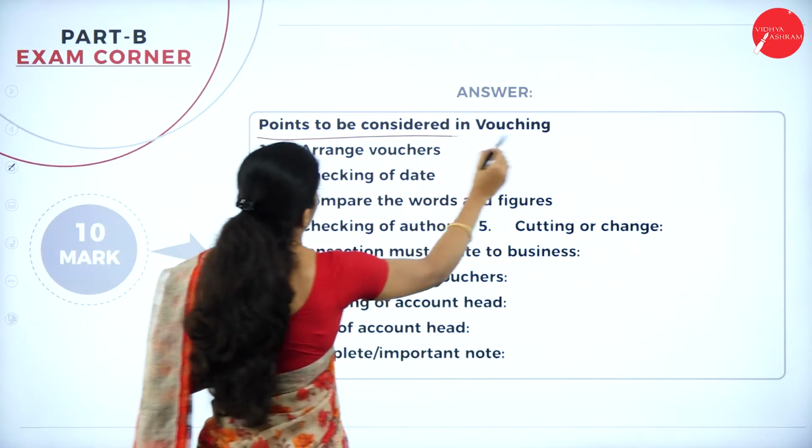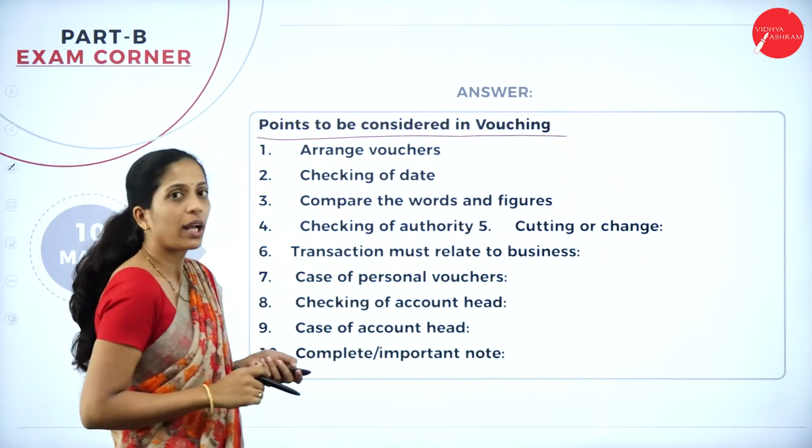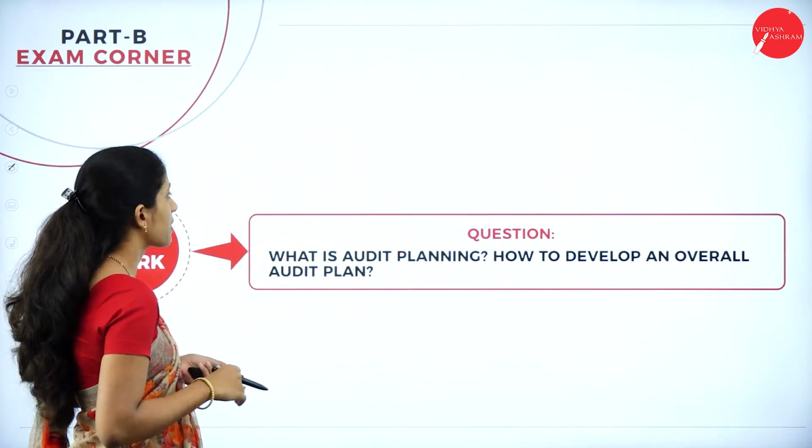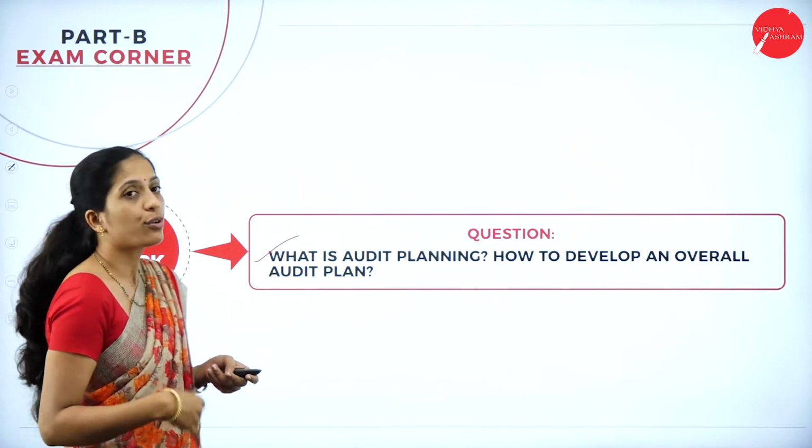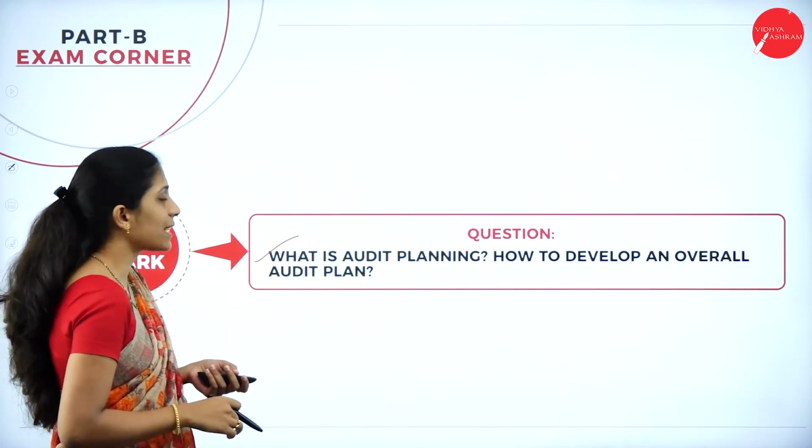Next, points to be considered in vouching. That also can be written for 10 marks. Next for 10 marks is: what is audit planning, and how to develop an overall audit plan.